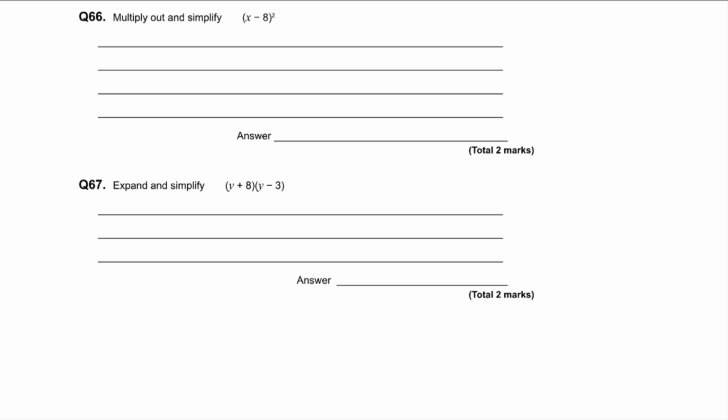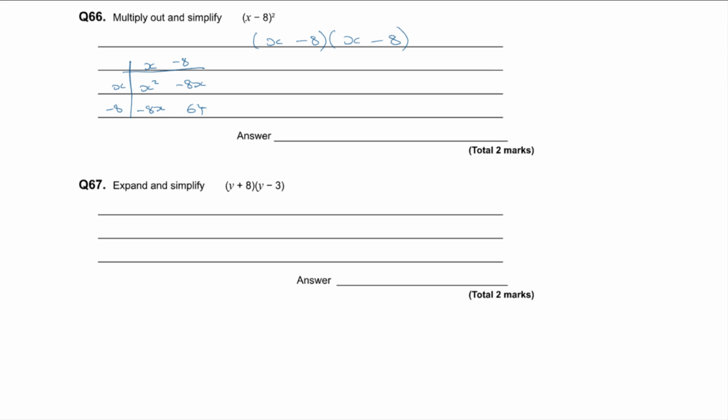Question 66, multiply out and simplify x minus 8 all squared. Okay, when you square something, you multiply it by itself, don't you? So that's going to be x minus 8 times x minus 8, okay? Now, when you're multiplying out brackets like this, I recommend that you use a grid. So I'm going to have x minus 8 along there, and I'm going to have x minus 8 down here. X times x is x squared, x times minus 8 is minus 8x, x times minus 8 is minus 8x, and minus 8 times minus 8 is positive 64.